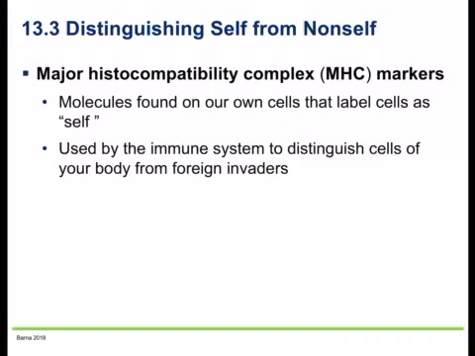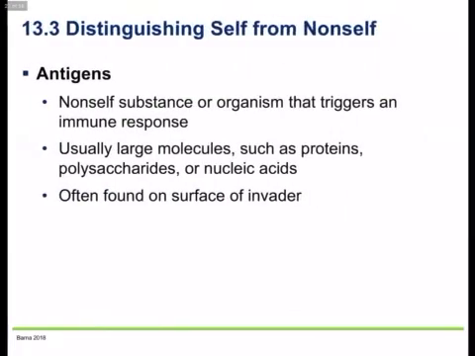All right, we have little markers on our cells called MHC markers. They're called major histocompatibility complex markers. And this is basically found on our own cells. It's kind of like little license plates on our cells that say, okay, we own these cells, they belong here. And they also are used by the cells to determine self versus non-self.